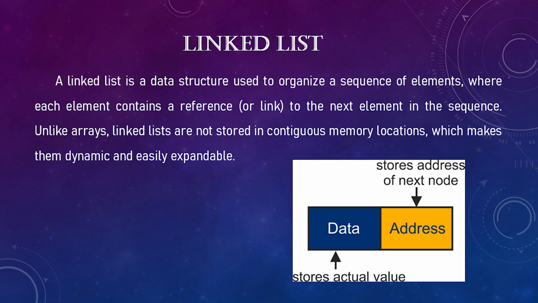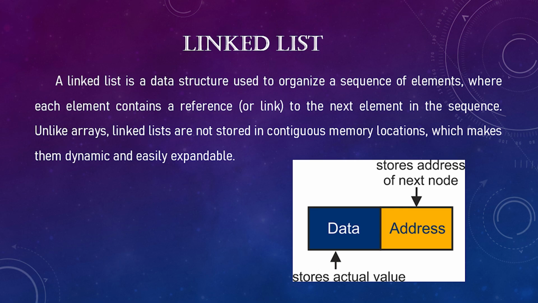It includes a node with two fields. The first field is data, the second one is the address field. The data field stores the actual value, what data is to be stored. And the address field is the reference to the next node in the linked list. In the diagram, there are two portions, that is data and address. The data stores the value, the address denotes the next portion of the node.